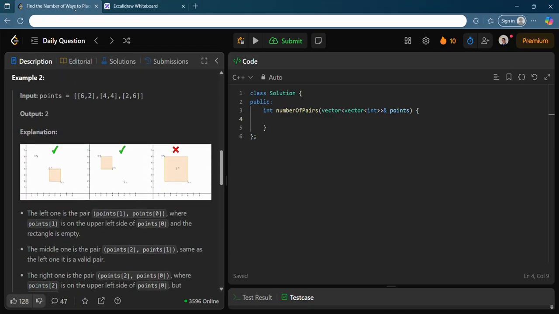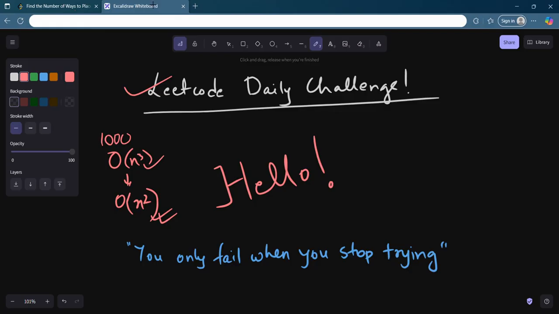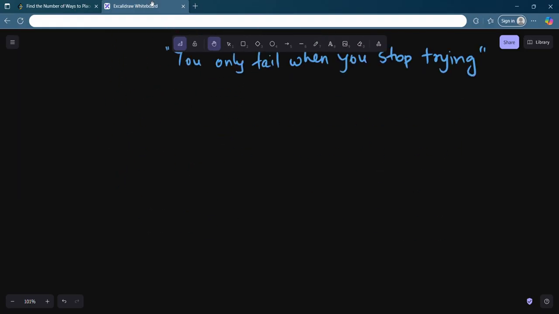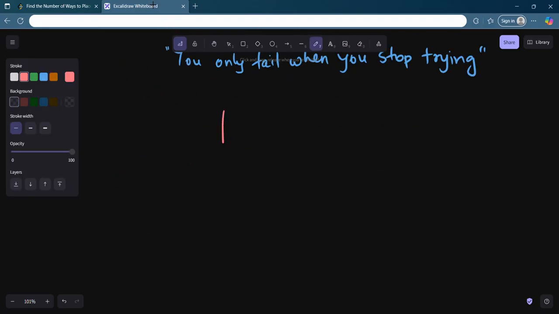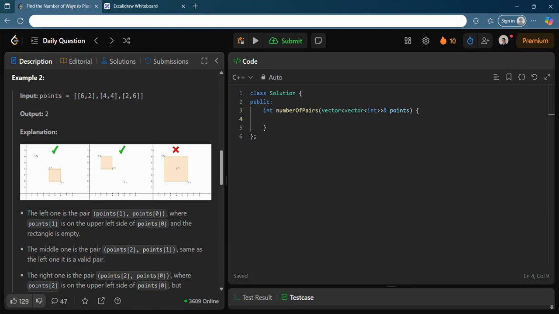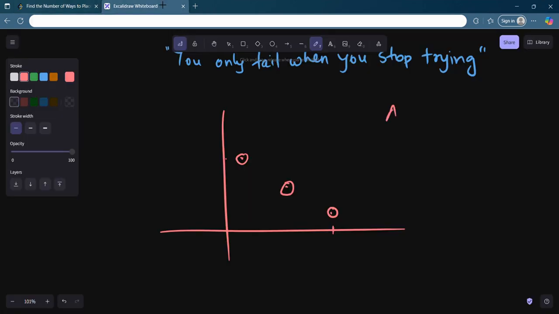But if you try to see this example, 6 2, 4 4, 2 6, I will try to draw this. So you have an axis and you have something like 6 comma 2 here, 2 comma 6 will be something here, and 4 comma 4 will also be something here. And you need to find the number of pairs of points a comma b such that a lies to the upper left of b.